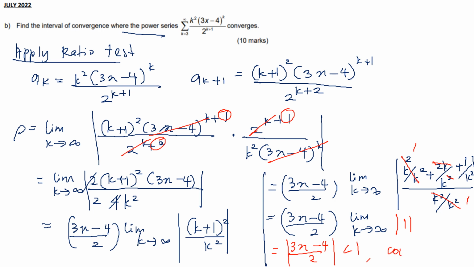And this one converges by the ratio test. Don't forget to write converge, okay, by any kind of test that you use. Is it converge, either converge or diverge? Okay, now we solve for the interval of convergence.